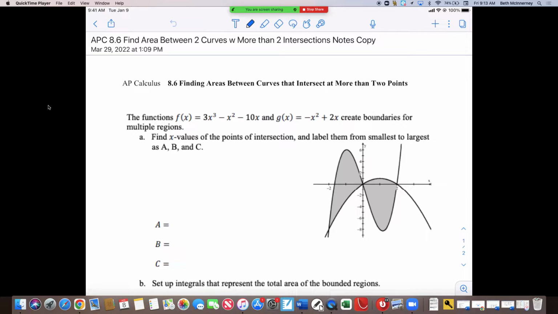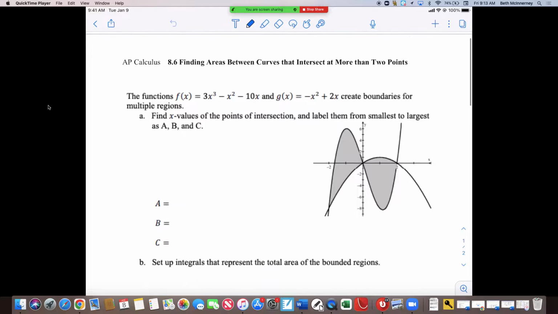News is we're not really doing anything new. We're now just going to look at two curves that create at least two regions. So if you look, I have f of x, and that is a cubic. Can you tell f of x is this cubic?